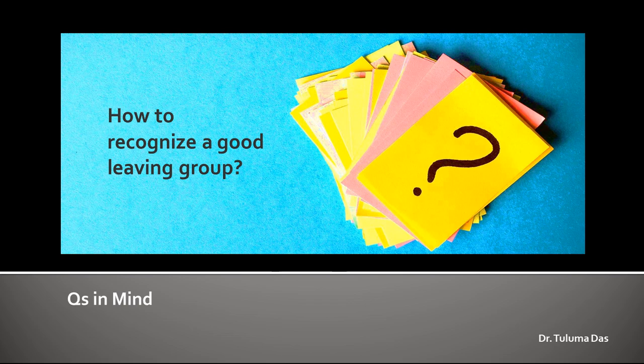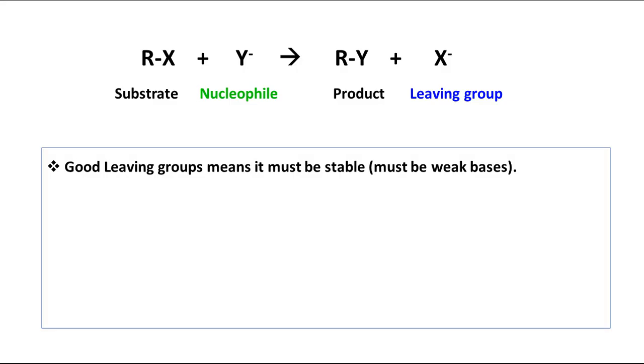to recognize a good leaving group. Here we have the reaction Rx, which is substrate, and it is reacting with nucleophile Y minus. We are getting the new product, that is a substitution product Ry, and here X minus is the leaving group. So this Y minus, as it is nucleophile, it will attack here, and X minus is the leaving group.